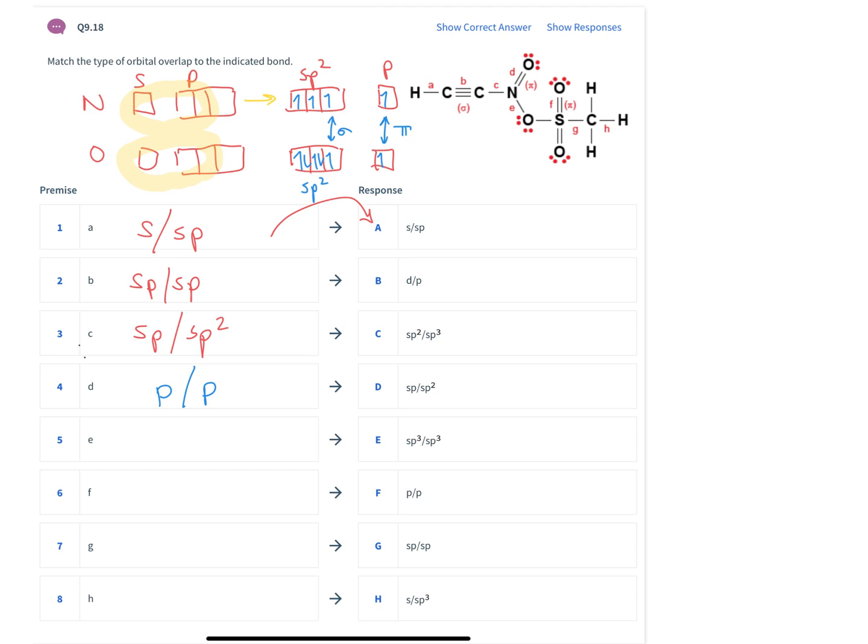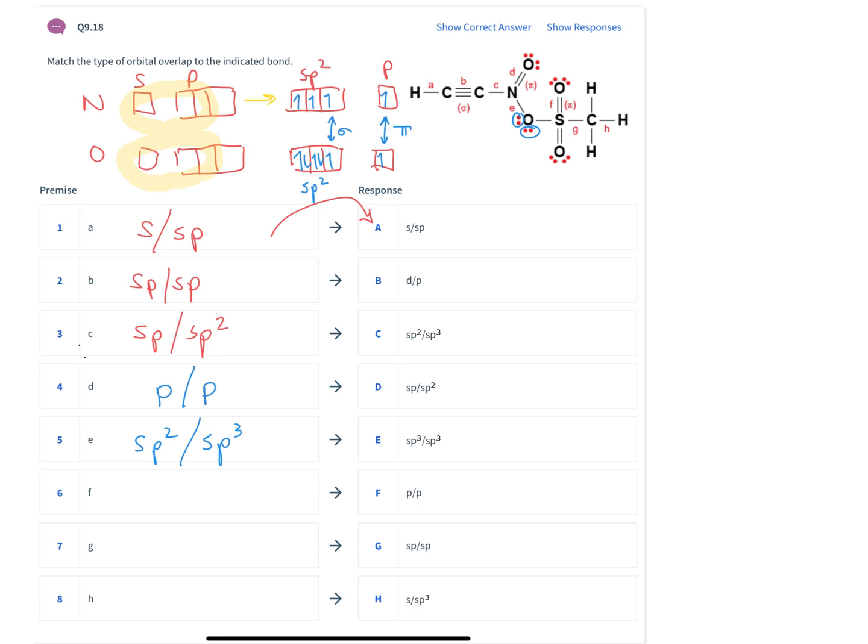Bond E, so we know nitrogen is sp2. Taking a look at the oxygen, oxygen has 4 electron domains. 1 is a bonding, 2 are bonding, and then 2 are non-bonding. Those lone pairs of electrons represent 2 domains. So 4 total domains makes it sp3 hybridized. We'll skip F for a second, and then we're going to go to G and H.